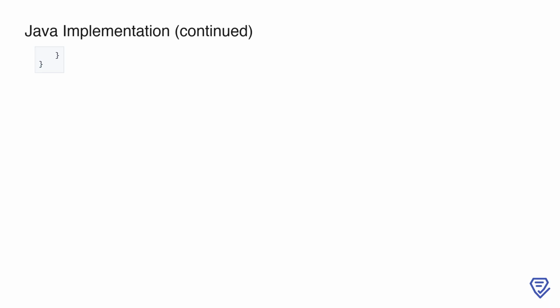Finally, we calculate the sum of the modified array. This is done using a simple for-each loop that adds up all the elements in the array. The resulting sum is then returned as the output of the method. And that completes our implementation of the solution.